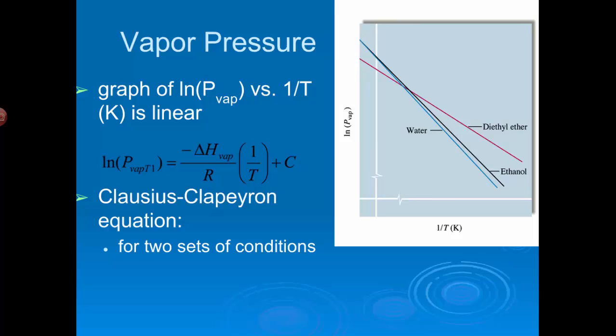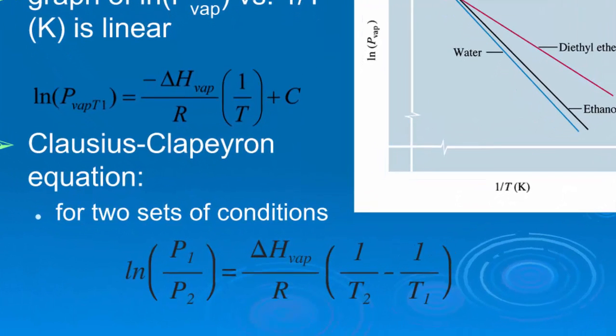Now, it's a little hard to solve for anything in this particular equation if you don't know what C is. However, if you know 2 points on the same line, you can combine this equation for 2 vapor pressures at 2 different temperatures, and you can get this version of the Clausius-Clapeyron equation. Natural log of vapor pressure at temperature 1 over vapor pressure at temperature 2 is equal to the same slope, delta H vaporization over R, times 1 over T2 minus 1 over T1.